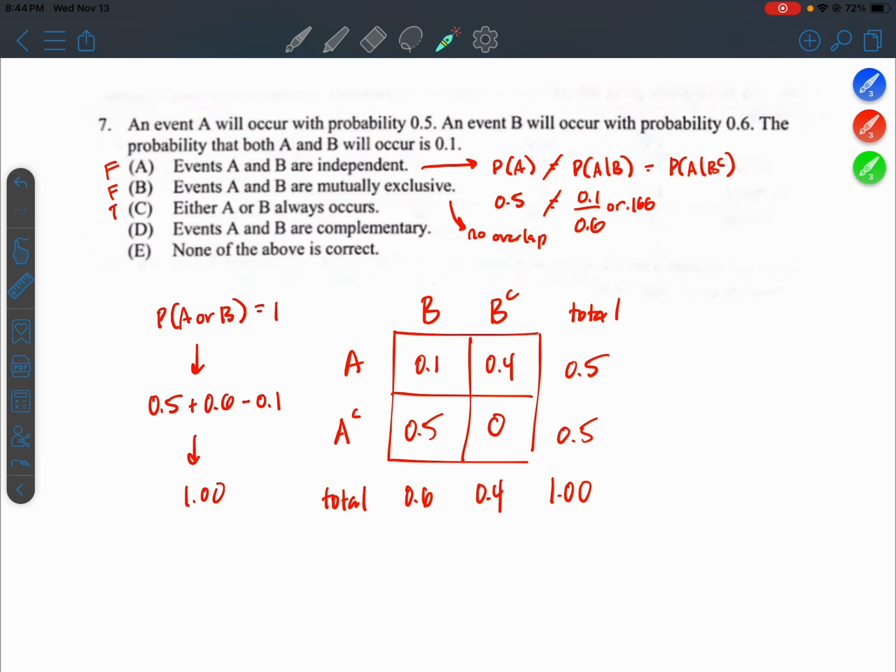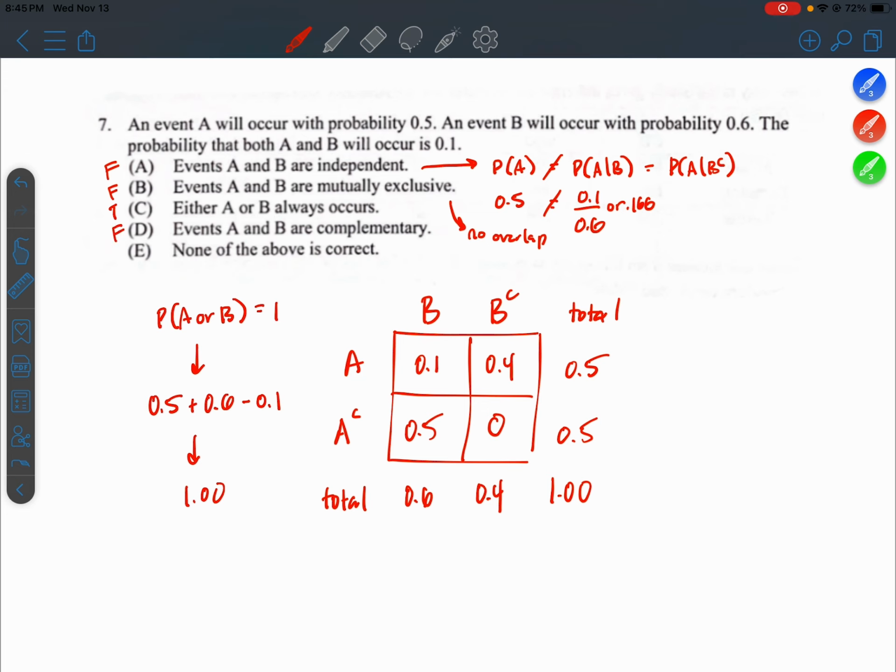Events A and B are complementary. Complementary means that their probabilities add up to 1. Like the probability of rain and the probability of not rain. Those are complementary events, and they would always add up to 1. But these don't add up to 1. 0.5 and 0.6 don't simply add up to 1. So that statement is false.